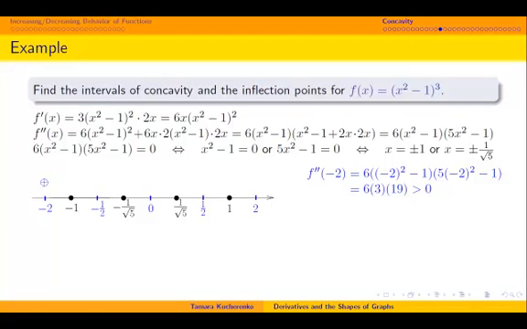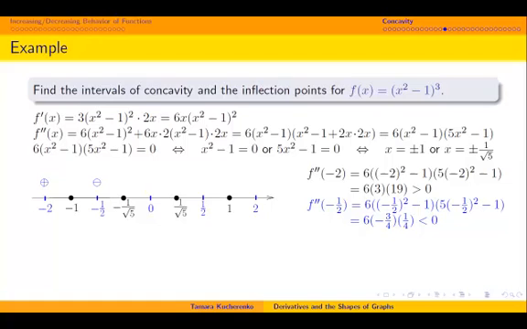The next test point is -1/2. We substitute -1/2 into the formula for the second derivative. f double prime of -1/2 equals 6 times ((-1/2) squared minus 1) times (5 times (-1/2) squared minus 1), which equals 6 times -3/4 times 1/4. Since this value is negative, f double prime is negative on the interval from -1 to -1 over square root of 5. We indicate this by writing a minus sign above this interval.